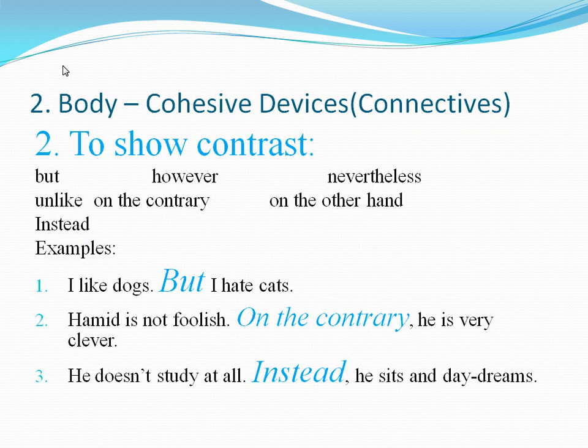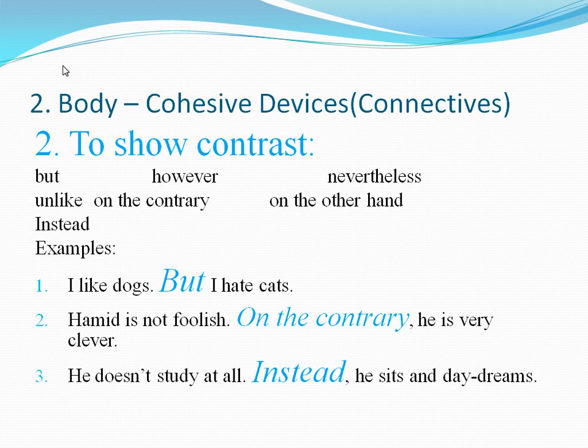If we want to contrast with the previous sentence, we can use these cohesive devices. But: when we say, my friend is a very good student, he is very intelligent, but, it means that you are going to tell a different thing. That means but he doesn't come to classes regularly. You can also use on the contrary, instead. He doesn't study at all, instead he sits and daydreams. So that is the contrary information you are putting.